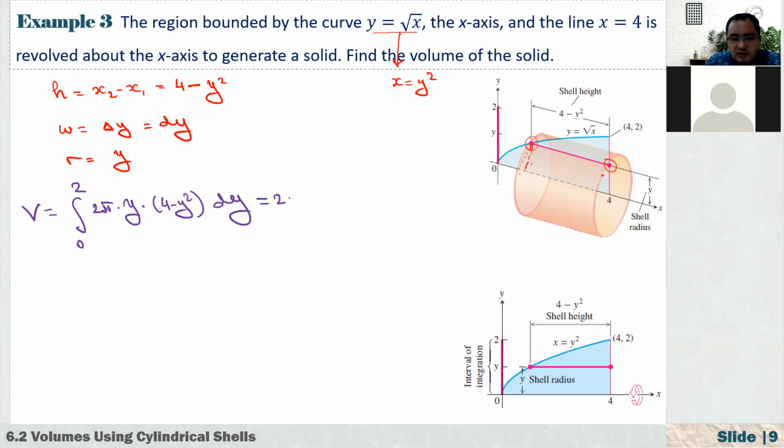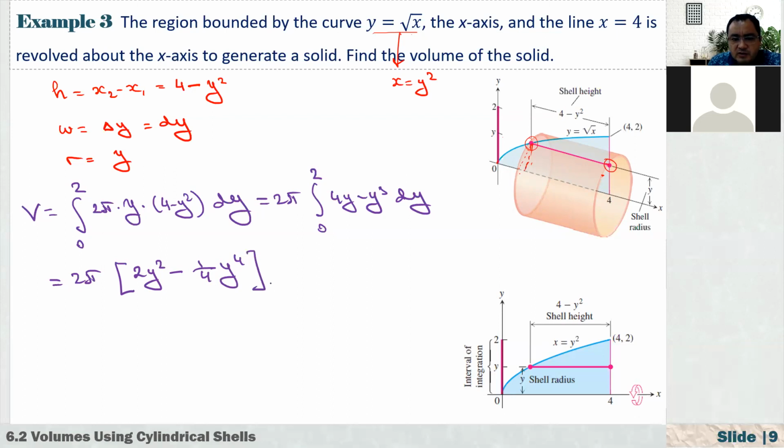Which is equal to 2 pi integral from 0 to 2 of 4y minus y cubed dy. That's equal to 2 pi. The first one is, what is it? It is 4 over 2, it's just 2y squared. Then minus the second one, which is 1 over 4 y to the power of 4, and y is changing from 0 to 2.